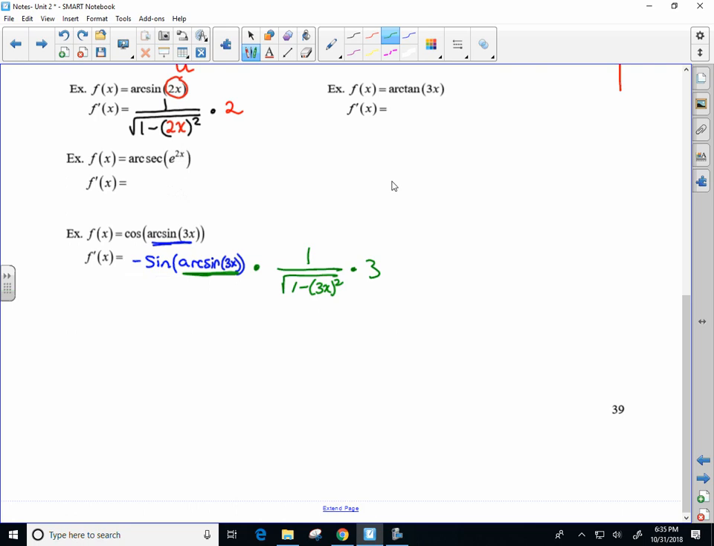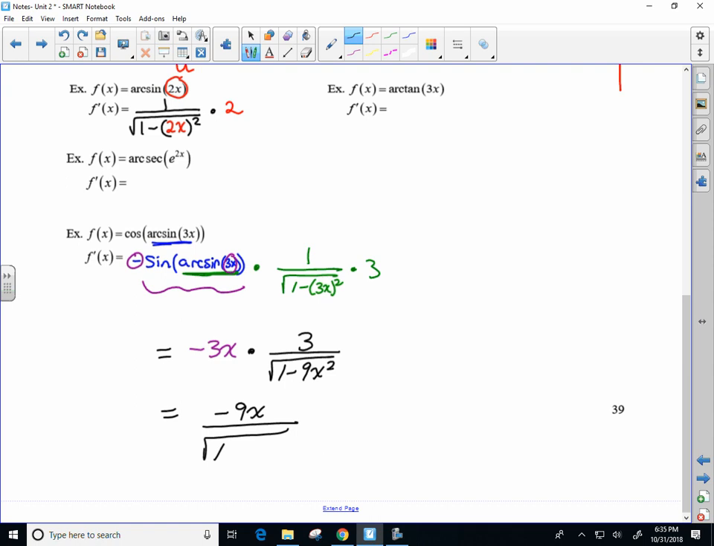So these two, you have two inverse functions that are composed. I'm looking at the sine and the arc sine canceling out. So I'm going to hang on to the negative, and I'm going to hang on to the 3x, because that's all that emerges from that. The other part can consolidate to 3 over the root of 1 minus 9x squared. And then when you finally clean it up, you get negative 9x over the root of 1 minus 9x squared.